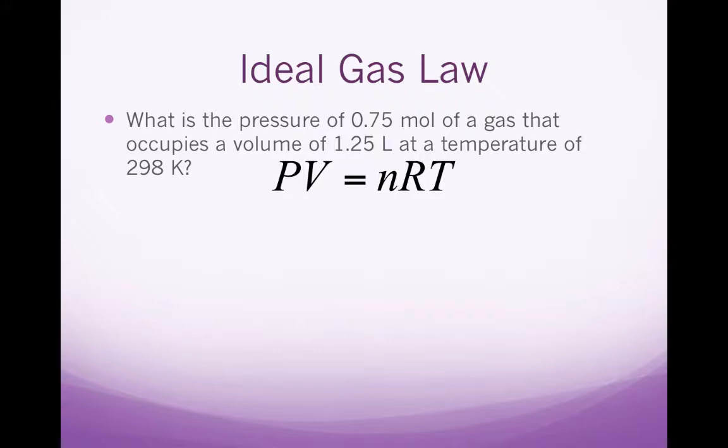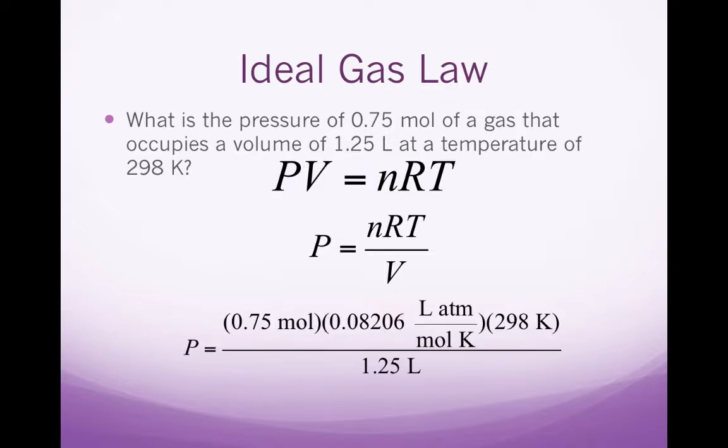So let's look at just one example here. What is the pressure of 0.75 moles of a gas that occupies a volume of 1.25 liters at a temperature of 298 K? Well, we're going to use the ideal gas law. The first thing we want to do is rearrange so we have pressure by itself. That's what we're calculating, right? So we can divide both sides of the gas law by V, and we get pressure is equal to number of moles times the gas constant times temperature divided by volume. Remember, n has to be in moles, we're good there. T has to be in Kelvin, we're good there, and volume has to be in liters, we're also good there.